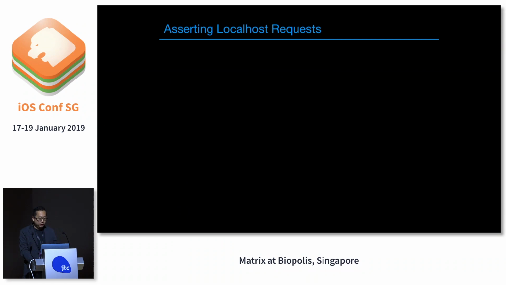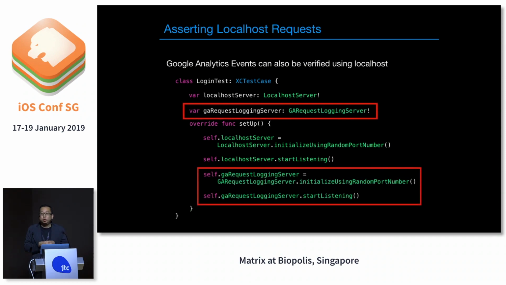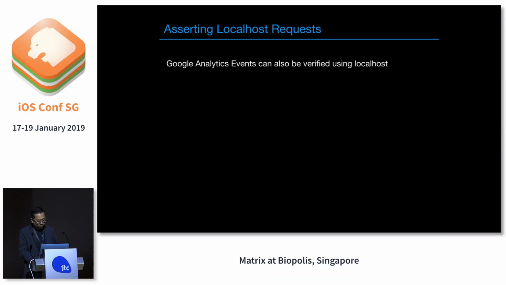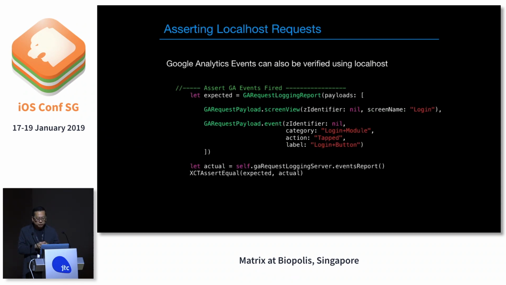So using this technique, we can also verify analytics events. In this test case, we are going to introduce a GA request logging server that performs just like the localhost server. In the setup function, the GA request logging server also requires the same setup as the localhost server class. Similarly, in the assertion step, we will create a GA logging report object that contains the ordered list of Google Analytics events. Here, we are expecting 2 items in the report.